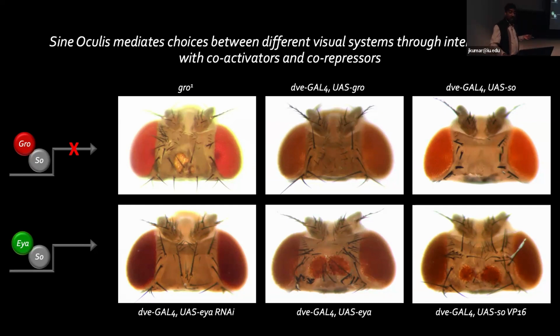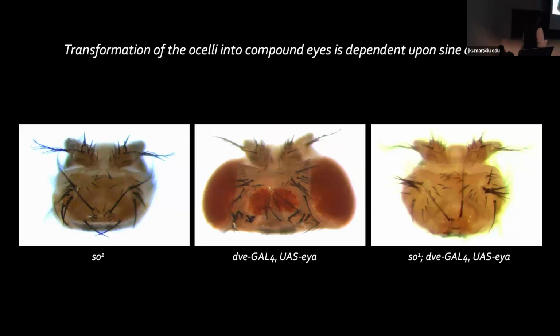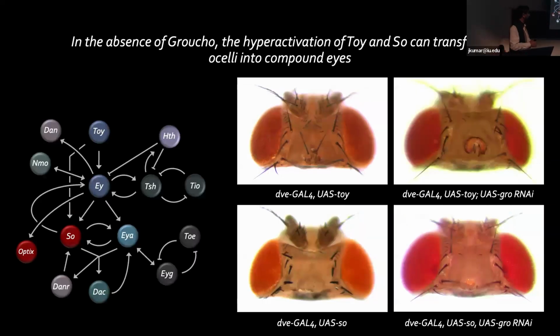We know this is Cynoculus dependent and not dependent upon anything else, because if we take a Cynoculus 1 mutant, which you've seen before, you now express izapsin in wild type, and now you combine the 2 things together, you can see that without Cynoculus, you cannot rescue the compound dyes, nor can you transform those ocelli into compound dyes. So I wanted to revisit 2 of these experiments.